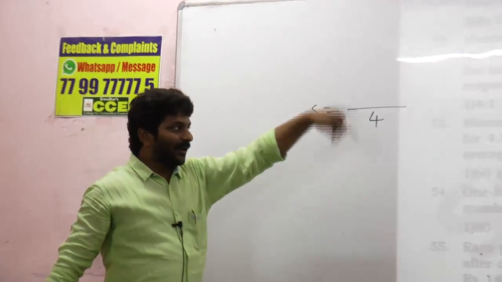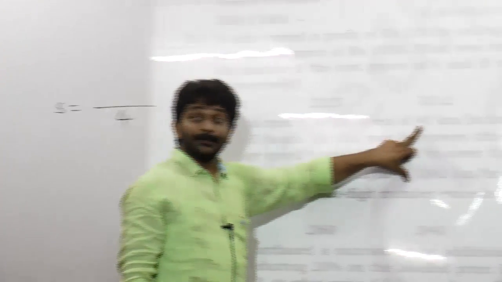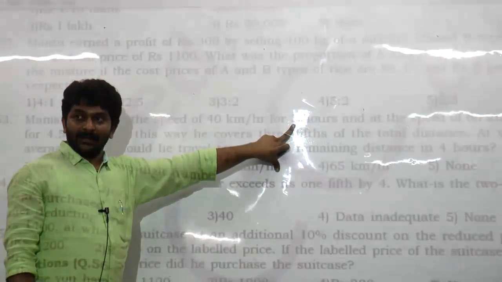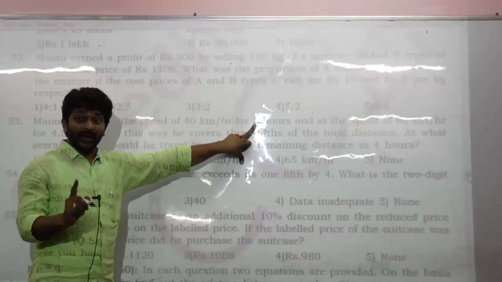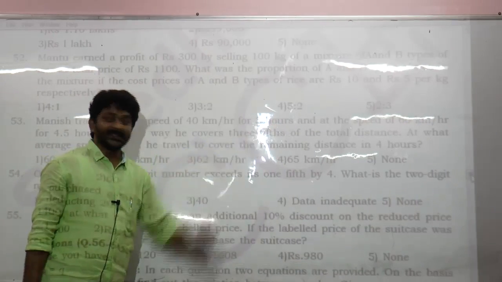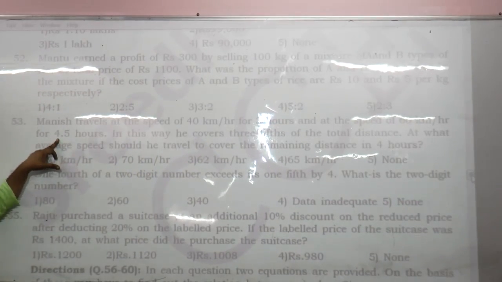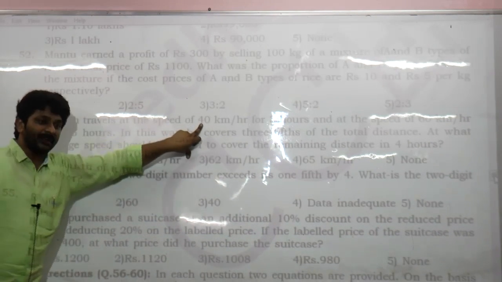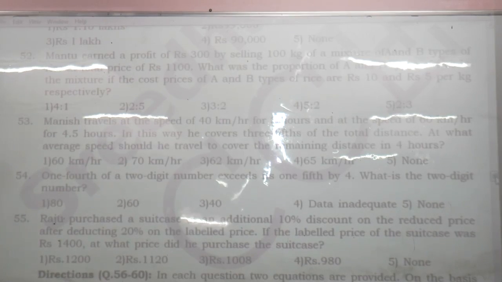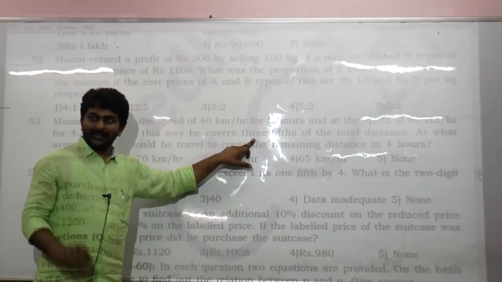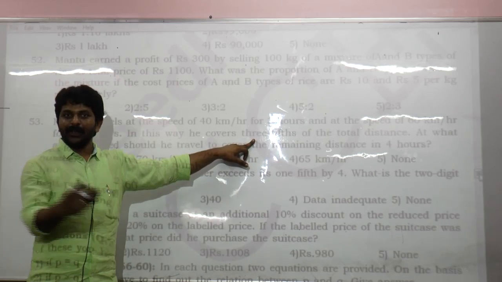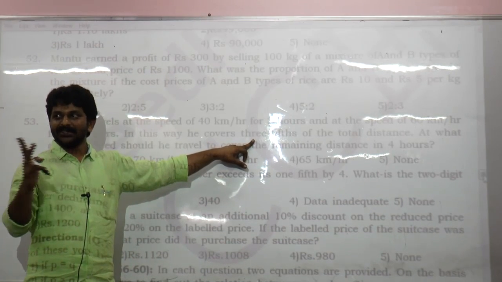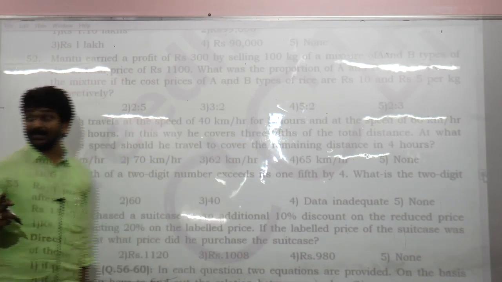Remaining distance. Now, wait a minute. With the speed of 40 km per hour, if he travels for 3 hours, he can cover 120 kilometers. And with 60 km per hour, he travelled 4.5 hours. In 4 hours? In 4 hours, 240. In half an hour, 30. 240, 30. 270 plus 120. 390. 390 is 3/5 part. 3 parts is equal to 390. Remaining parts, 2 parts. If 3 parts is 390, 1 part is 130. 2 parts, 260.